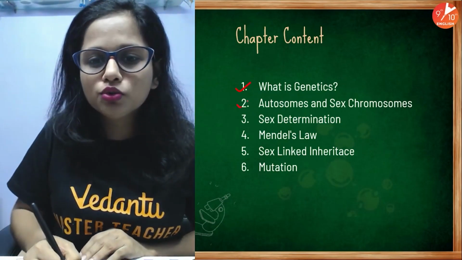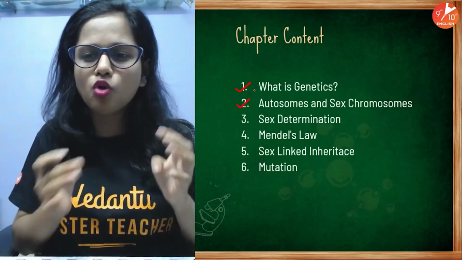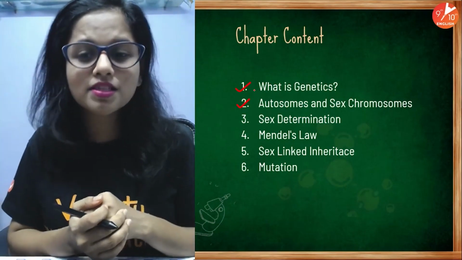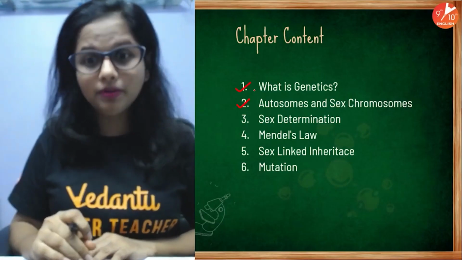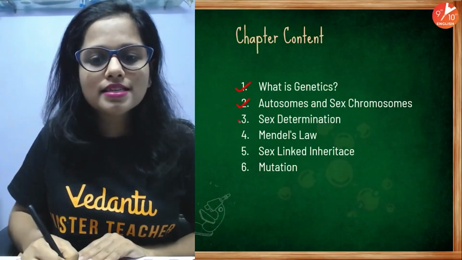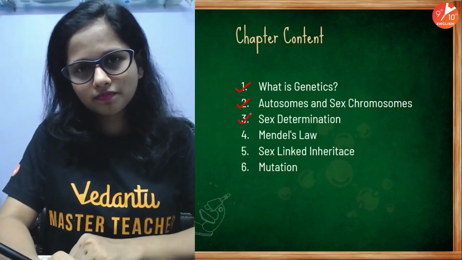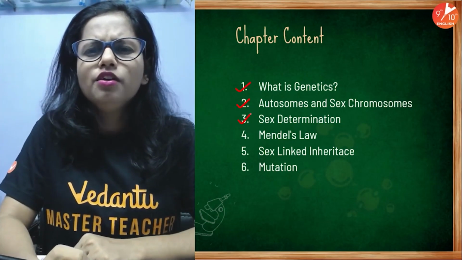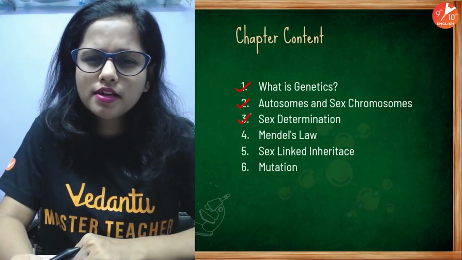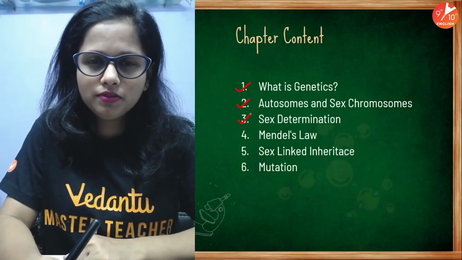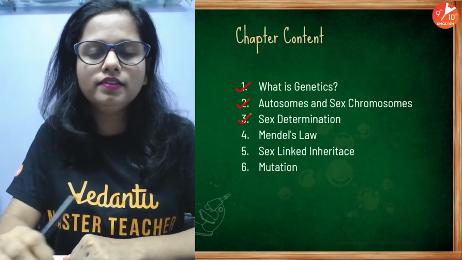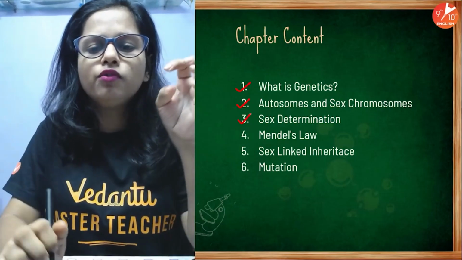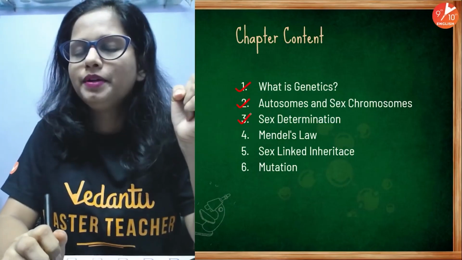We are going to talk about the types of chromosomes, autosomes and sex chromosomes. This is a very important topic from this chapter, followed by sex determination. One of the very frequently asked questions in the examinations is on sex determination: the sex of the child is determined by the father, justify the statement. Such kinds of questions are asked from this segment.